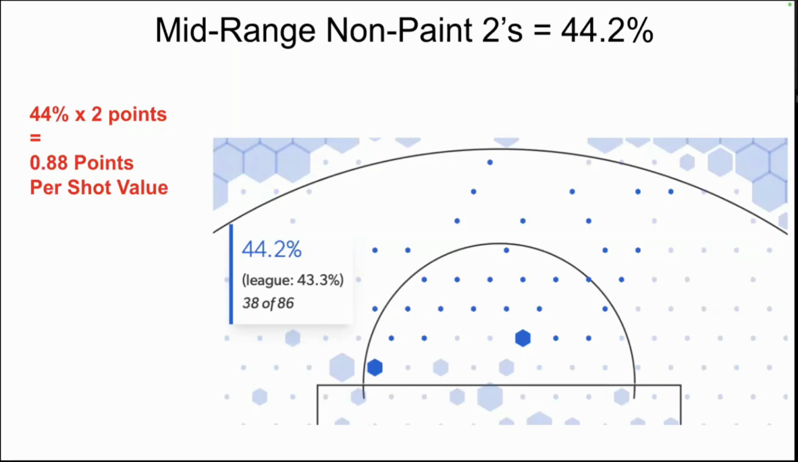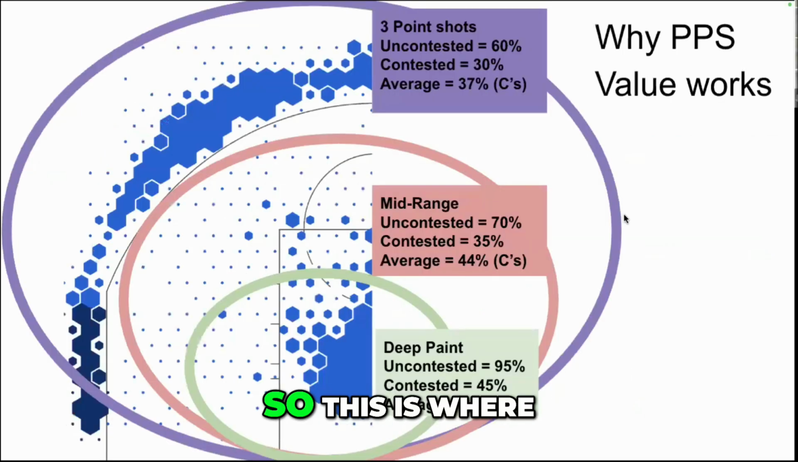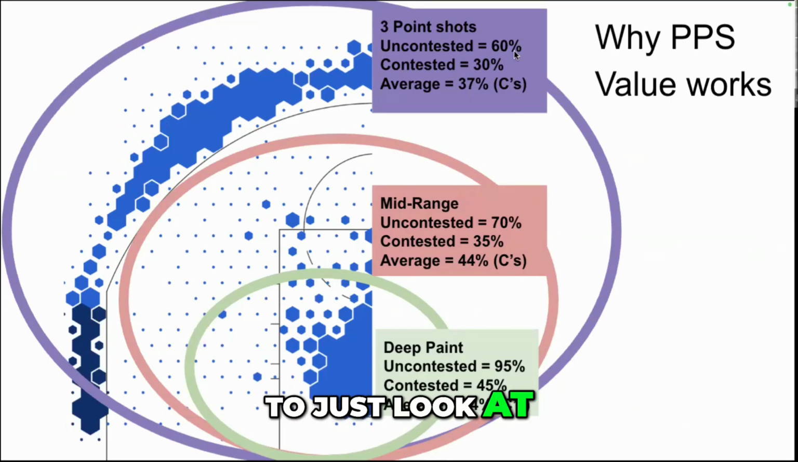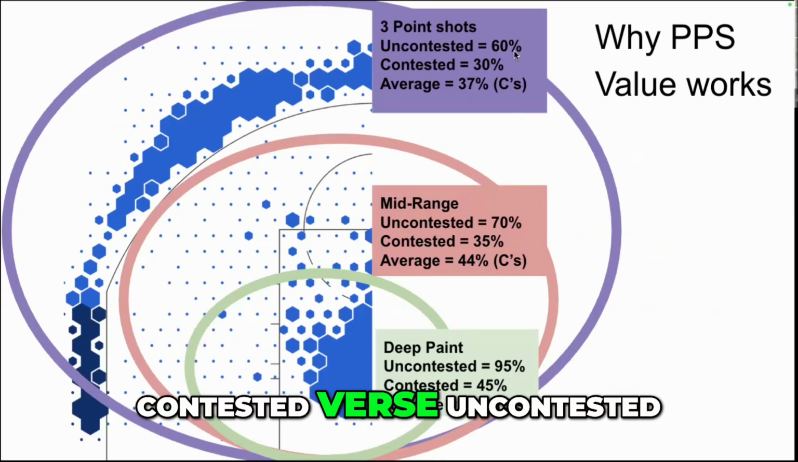Cool. All right, so this is where I kind of just map this out. So again, 3 point shots, I'm kind of taking round ideal numbers to just look at what changes when we're contested versus uncontested.